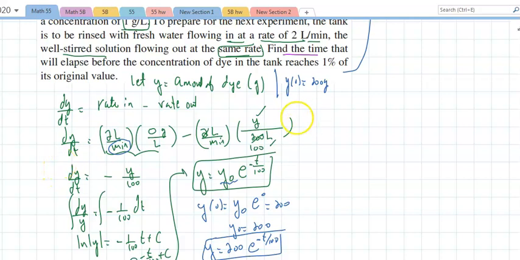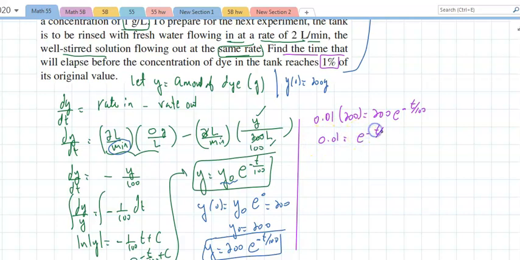So let's set this in y. If I want the amount of dye to reach 1%, well, 1% of 200, because I have 200 grams, will be 200 e to the negative t divided by 100. If I divide both sides by 200, this is simply an exponential equation. We know how to solve that because we did that in Math 5B, second semester calculus, over and over and over. And t turns out to be negative 100 natural log of 0.01.